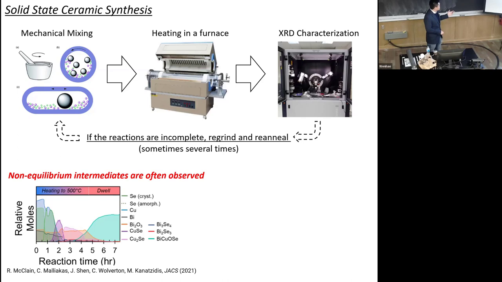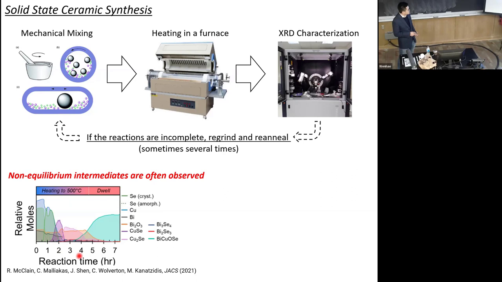Isn't Rebecca McClain here? She just graduated. Okay, so she did some wonderful work where she's looking at bismuth copper oxyselenide formation. And here's the final target phase. And here are the precursors. And you see all these non-equilibrium intermediates in the middle section, right? So, you know, the question is, where do they come from?